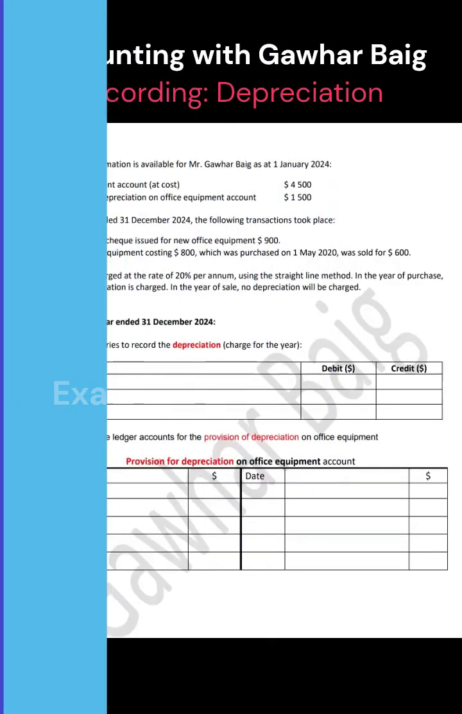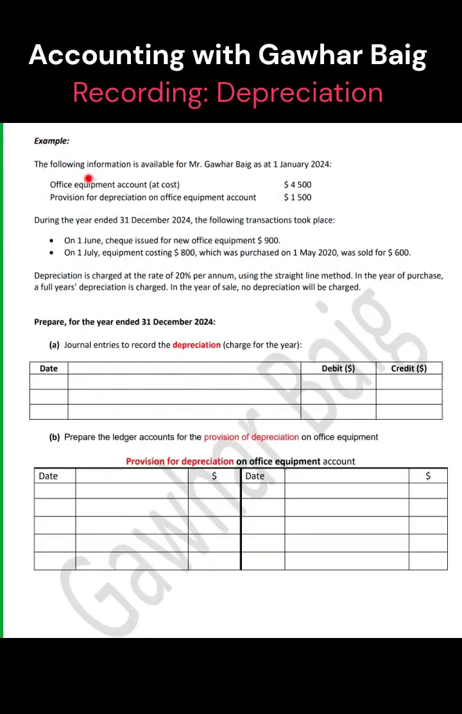We have an example here. The following information is available for Mr. Gorbig as at 1st Jan 2024. Office equipment account at cost $4,500. Provision for depreciation on office equipment account $1,500. During the year ended 31st December 2024, the following transactions took place.